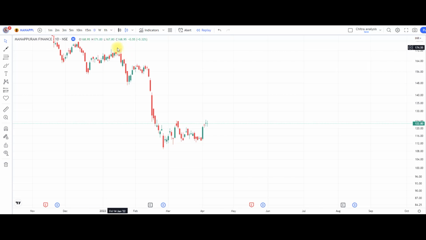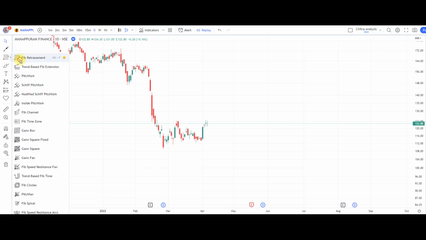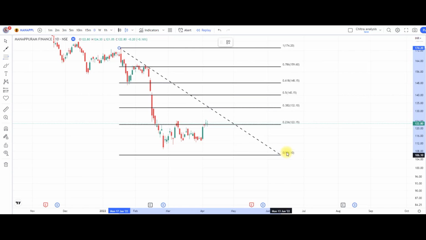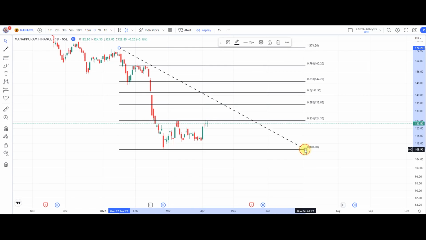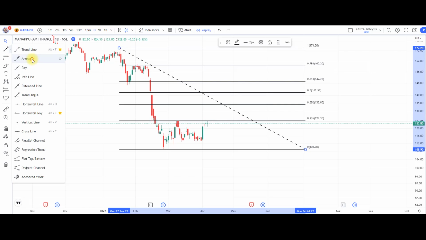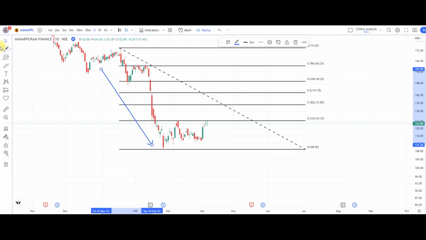So this is the recently formed swing high for the daily time frame chart and the swing low is this here. So we can draw from swing high to swing low. So the price is in the downtrend. You can see here price is in the downtrend and price started retracing till 0.236.